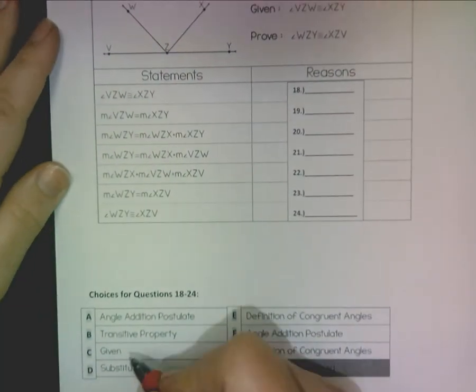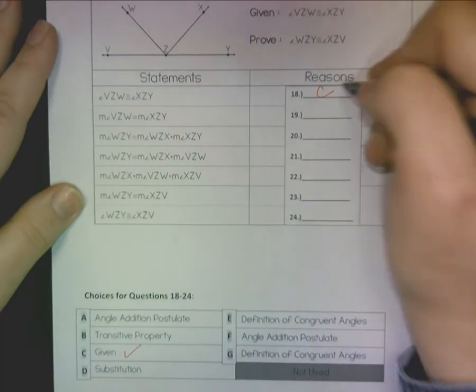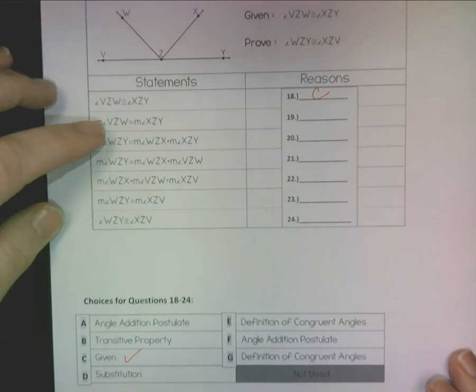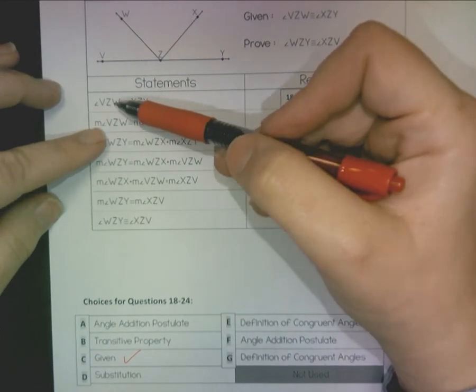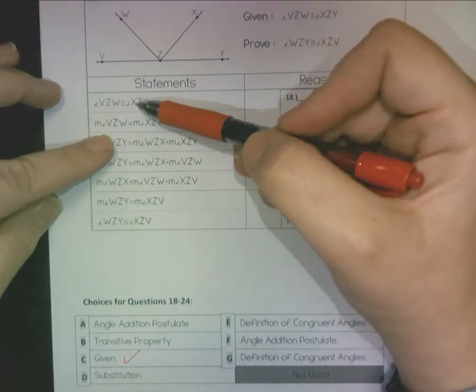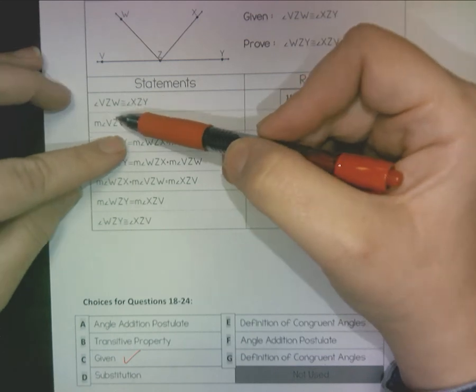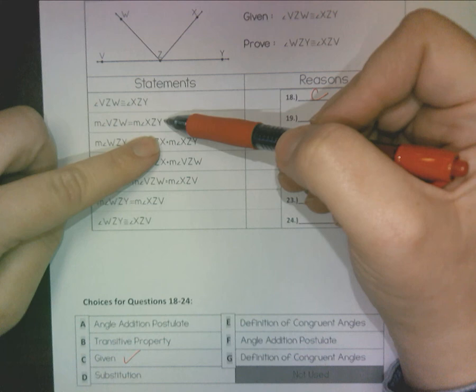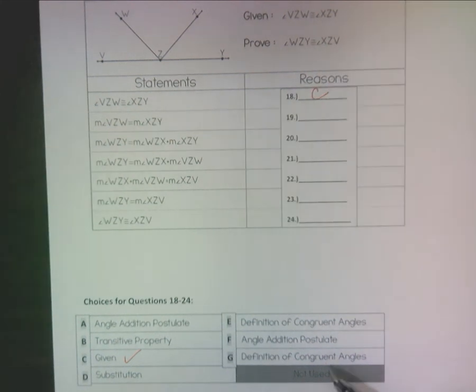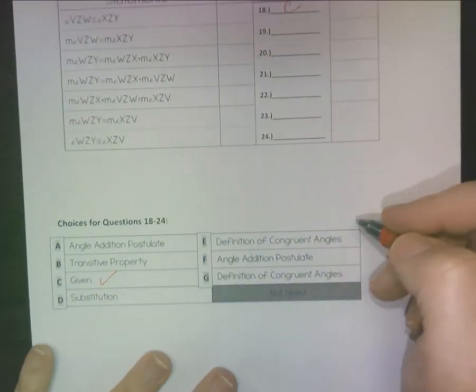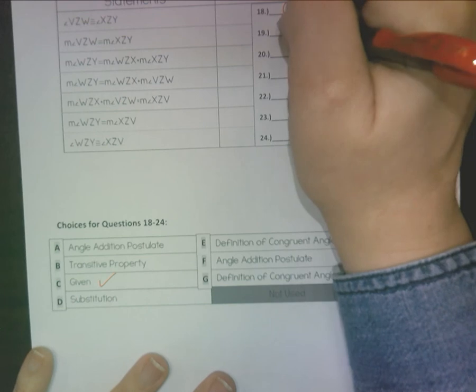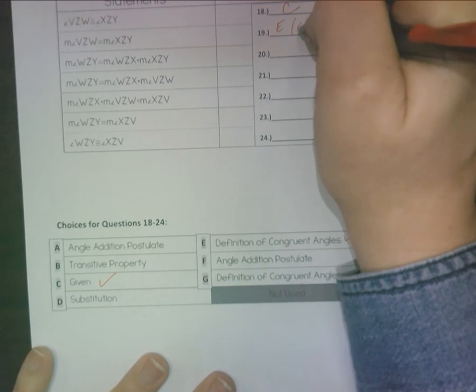All right, number 18, please get this right. C, given. All right, let's see. I went from VZW congruent to XZY to VZW equals XZY. Oh, with the little M's, that's a definition of congruent angles. So I'm going to pick E. You could have also picked G.